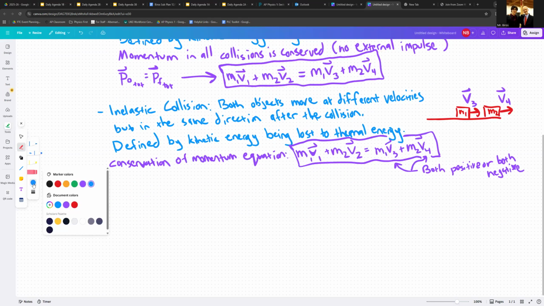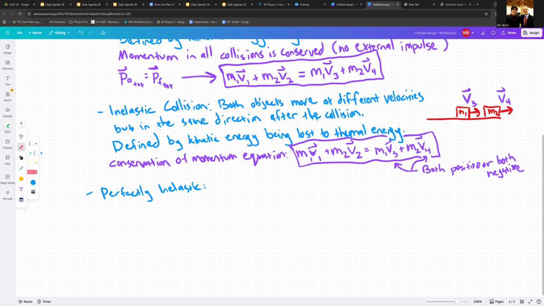So that is sometimes called completely inelastic or perfectly inelastic. Either of them is fine. We'll call it perfectly inelastic. What happens here is the objects stick together and move as one after the collision.